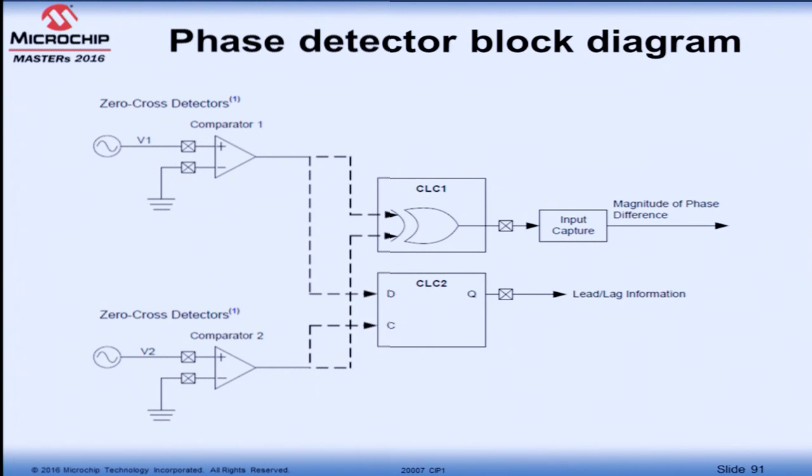So here we have a block diagram of the whole system. One thing I like to point out is that our 16-bit products don't have a zero cross detect peripheral, so that tool is not available. In this case, we're going to use a comparator to do that function.